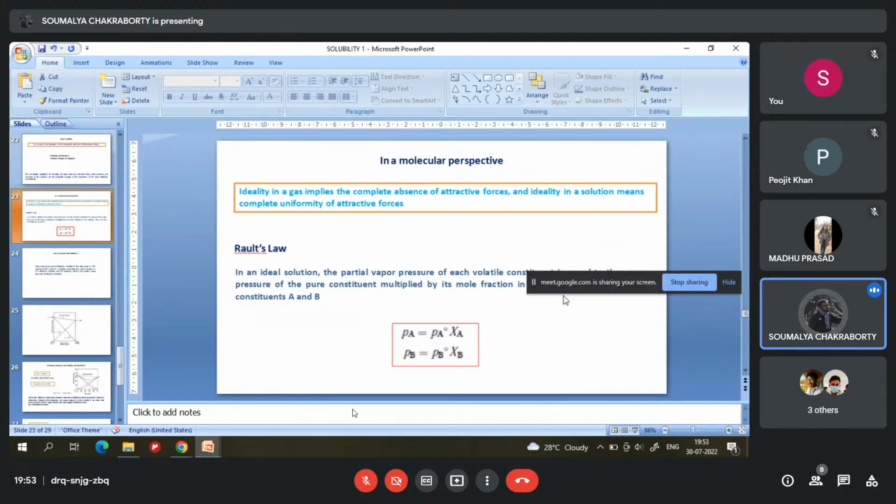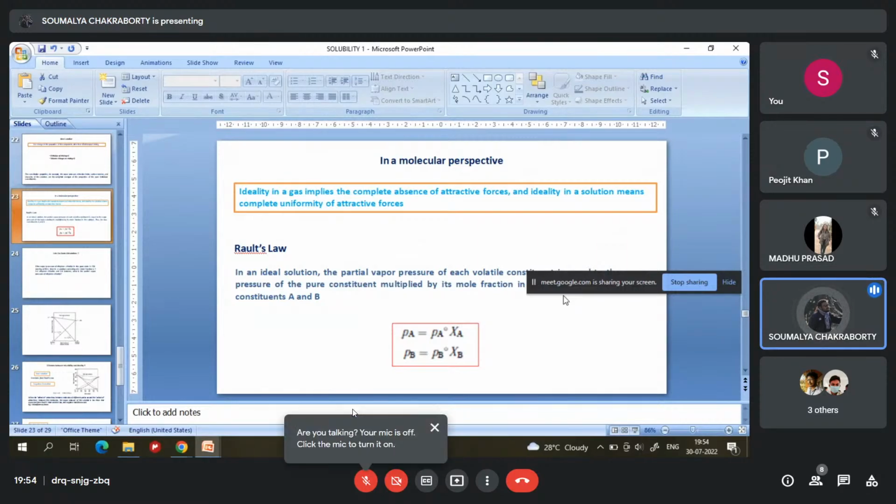These are important. Ideality in a gas is characterized by the complete absence of attractive forces. No attractive force is there. Every molecule stays as a single, distinct existence. But when we talk about ideality in a solution, a solution is a liquid phase, a very condensed phase. Here the absence of any attractive force is an unscientific phenomenon. So here a uniformity of attractive force will exist.